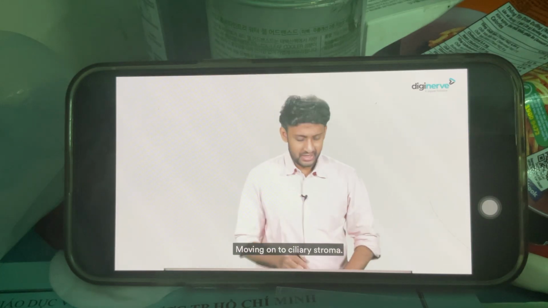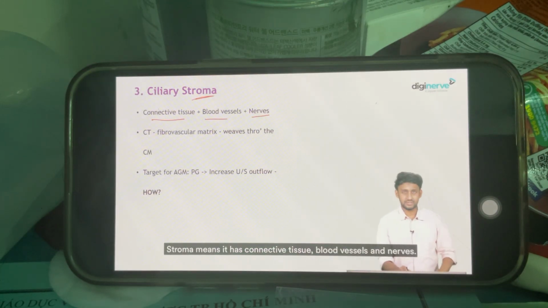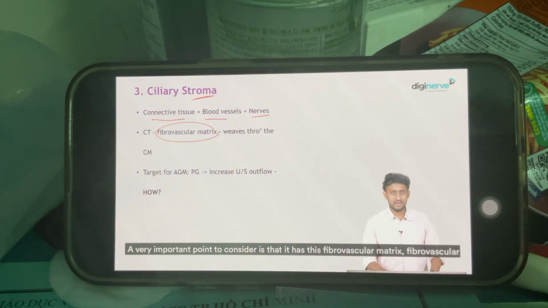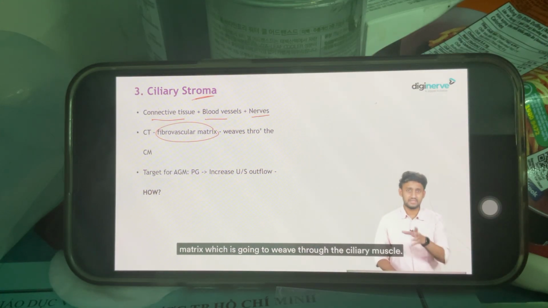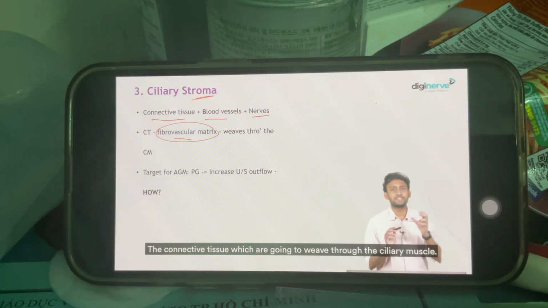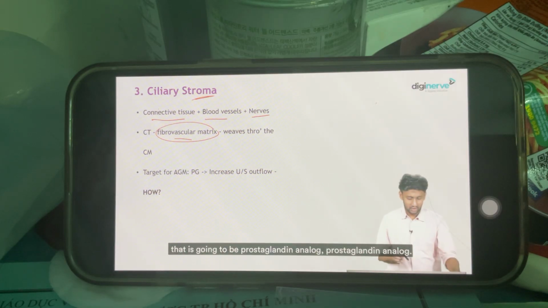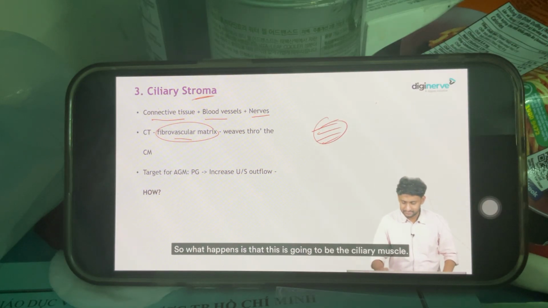Moving on to ciliary stroma. Stroma means it has connective tissue, blood vessels, and nerves. A very important point to consider is that it has this fibrovascular matrix, which is going to weave through the ciliary muscle. So what is the fibrovascular matrix? The connective tissue which is going to weave through the ciliary muscle. And this connective tissue is a very important site of action of a very important anti-glaucoma medication, which is going to be prostaglandin analog. So what happens is that this is going to be ciliary muscle.